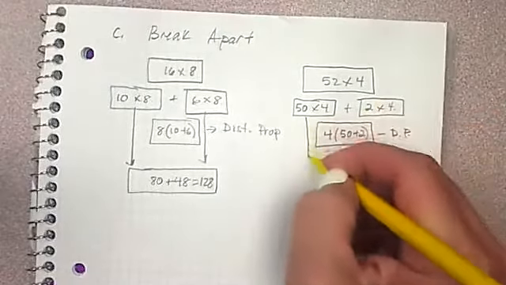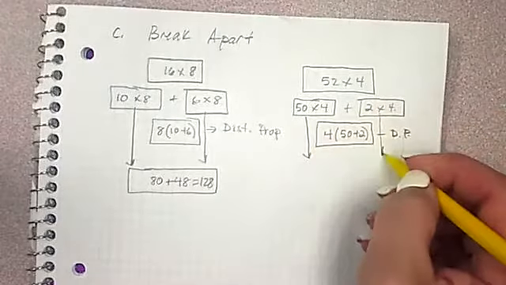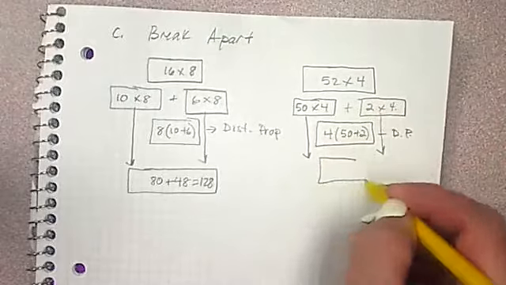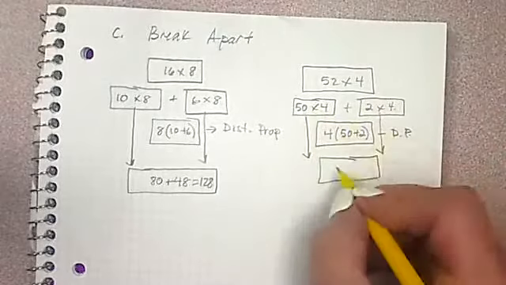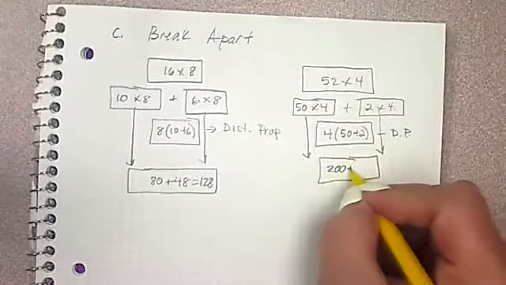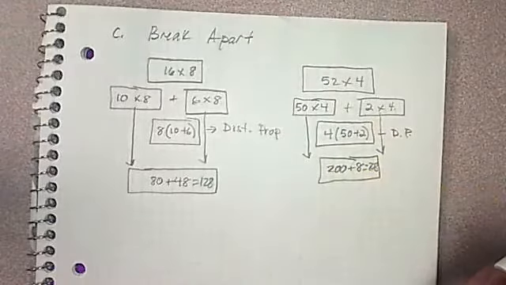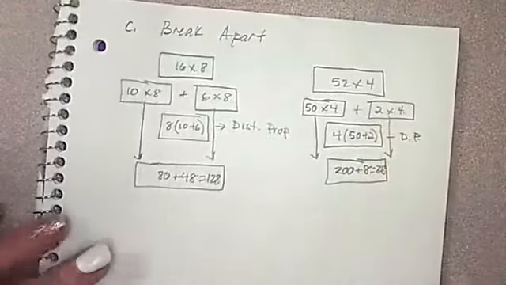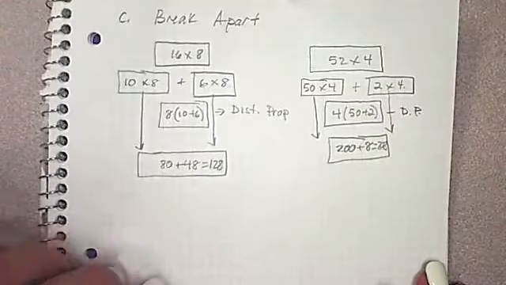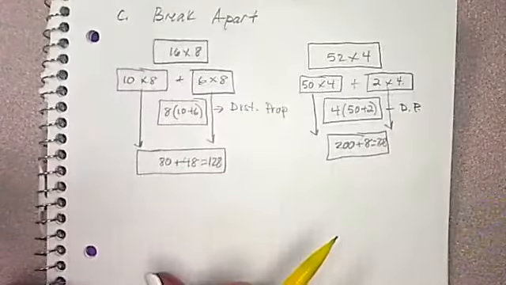Okay, so bring this down so we can get our solution right down here. So 50 times 4 is 200. And then 2 times 4 is 8, which is 208. Okay. All right, that's the break apart. Just another way to show the distributive property.